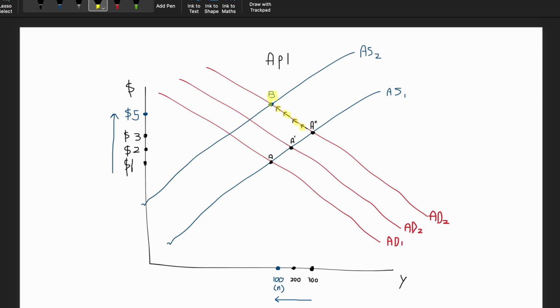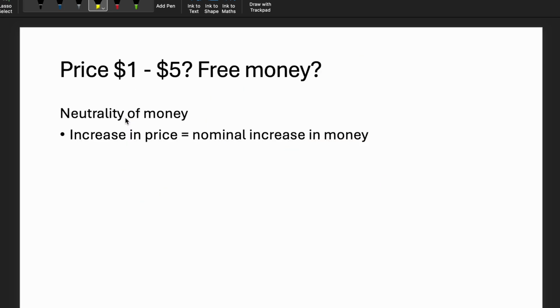So because the supply drops, the demand is also dropping and it returns back to its natural level, which was 100. But what happens to the price? The price has increased all the way from $1 to $5. So has there really been a price correction made? Isn't this just free money? And the short answer is no, not really.